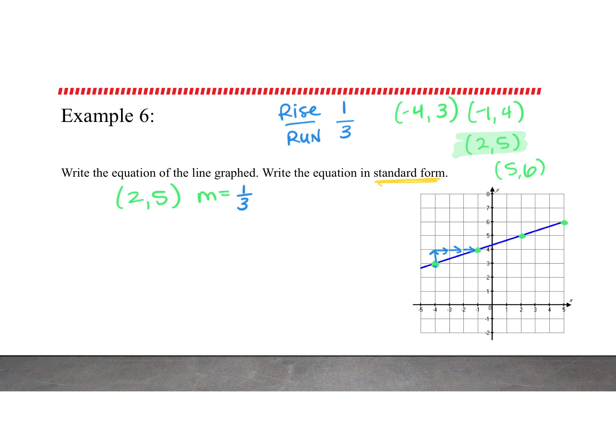So now that I have a slope and an ordered pair, I can use my point slope formula. I can plug in my slope, the 2 for the x1, the 5 for the y1. I can distribute.